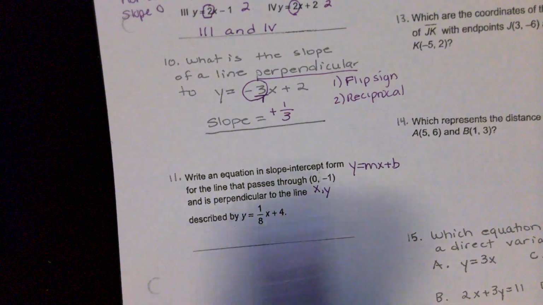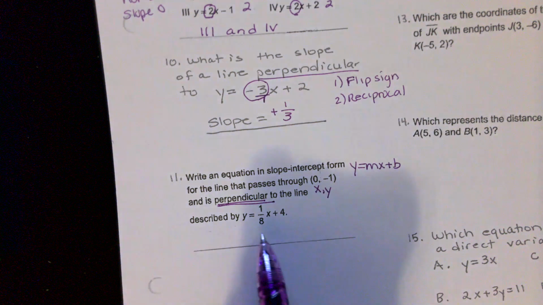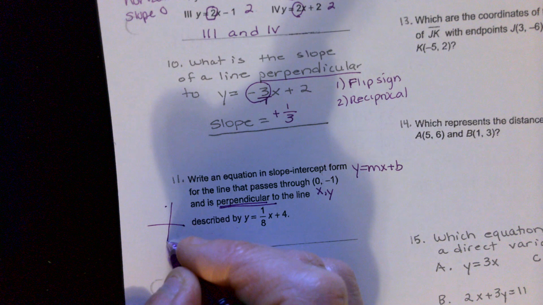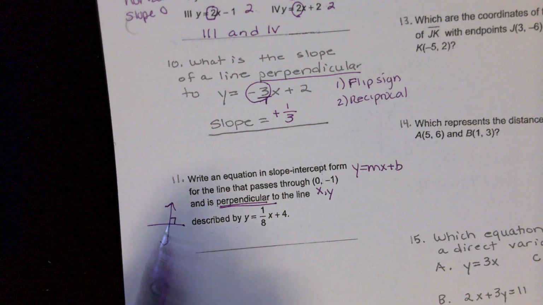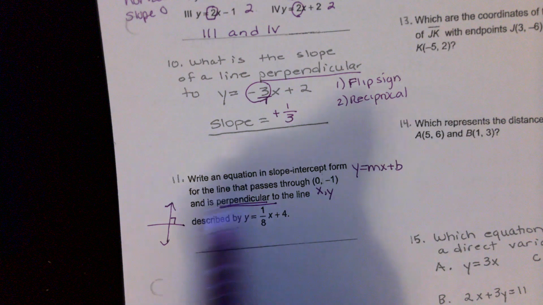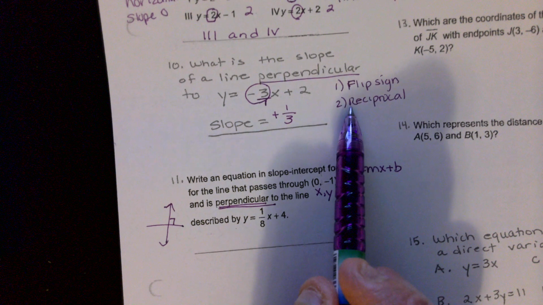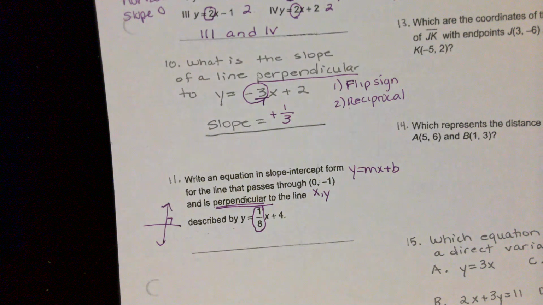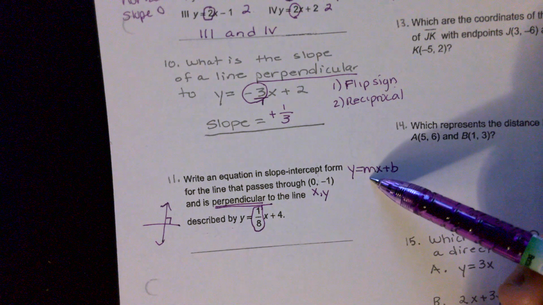Described by, I'm sorry, I'm skipping a whole line, and is perpendicular to this line. If you have one line and you're looking for the slope of another line that's perpendicular to it, the only thing in common is one point, and we don't know if that's the point. But we know it's on that line somewhere. What we do know is that with perpendicular slopes, two things happen. If I take this slope, which is 1/8, and do those two things to it, I flip the sign and take the reciprocal, I know I have my new slope.